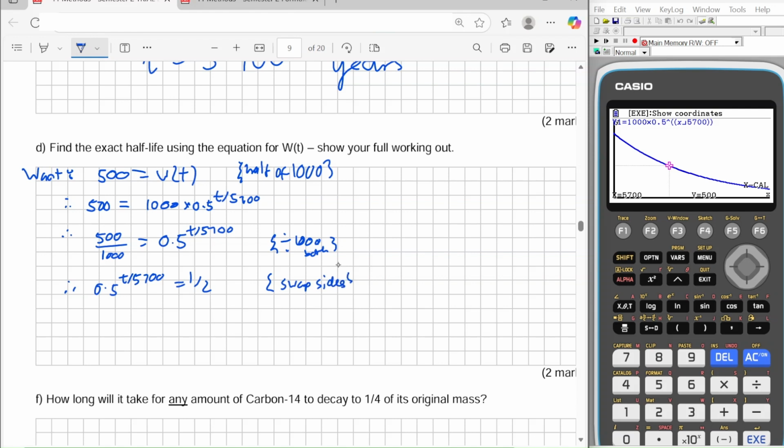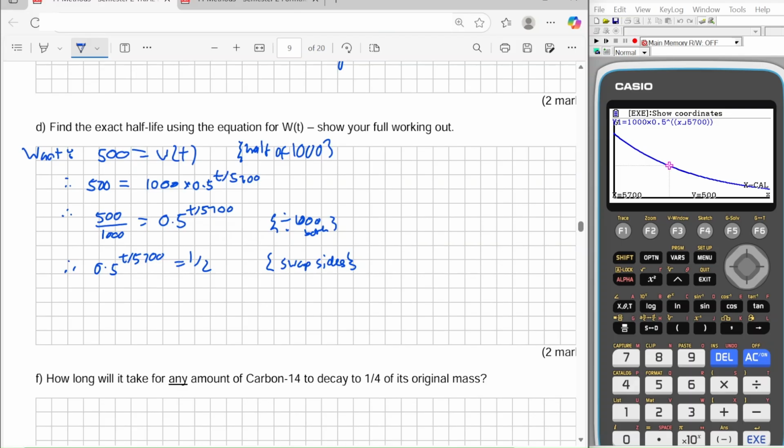If you're really keen on comparing indices, you'll notice that t over 5700 should equal 1, because this over here is a half to the power of 1 and the powers need to be the same. But I will show you the general method for solving this. So log, it doesn't matter which log you use, 0.5 to the t over 5700 equals log of a half. So this is log both sides.